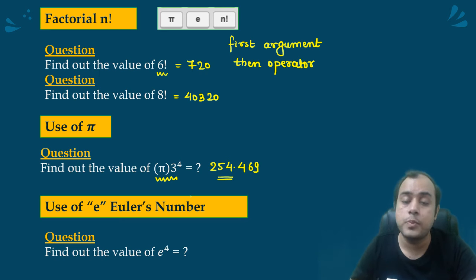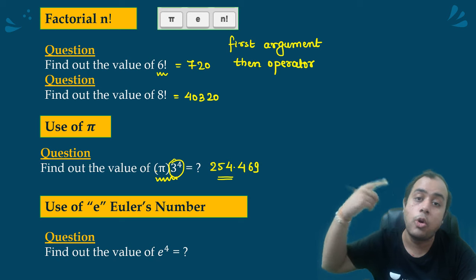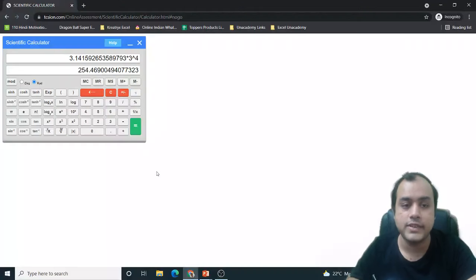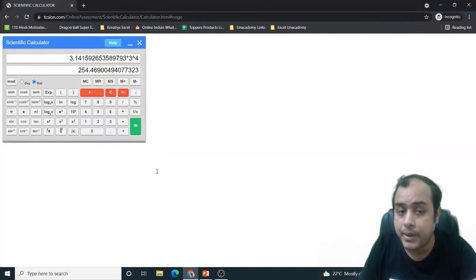Unless you press equal to, the number does not get saved, so you can raise it to the power. But if you have pressed equal to, then it will take 3 pi whole to the power 4. If you see here, it is pi into 3 to the power 4, not whole to the power 4.